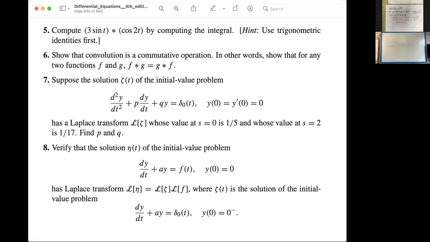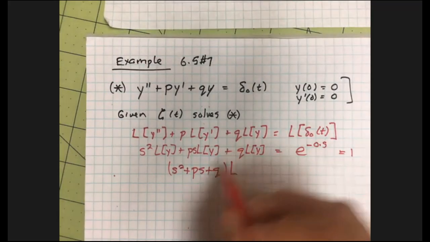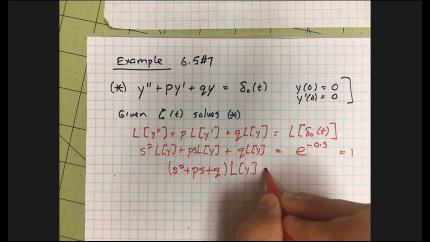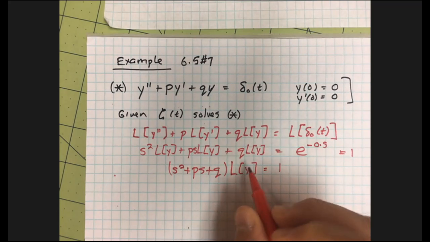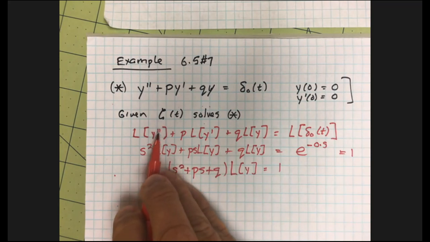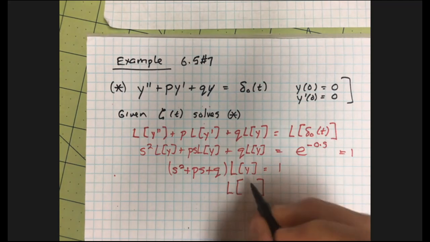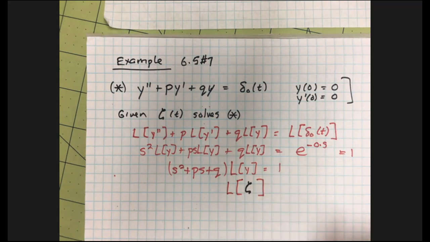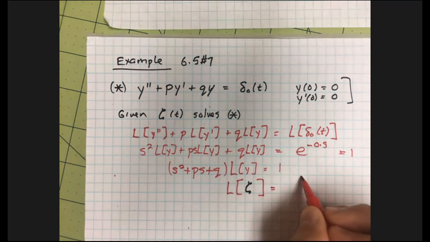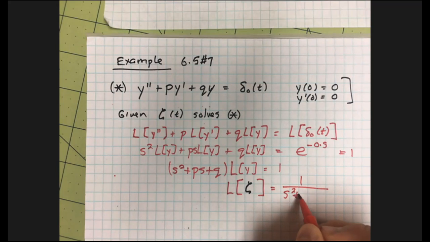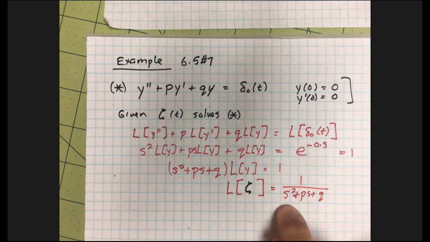Oh, I should be sharing my screen, but maybe you're already doing that. So I've already written down the problem, or I'll come back to it later. So yeah, back to my paper. S squared plus ps plus q times Ly is 1. That means Ly. Now what is y? Y is zeta. Zeta solves star. So that means if I put zeta in here, this is all true. So the Laplace transform now of zeta is 1 over s squared plus ps plus q, which we recognize as representing the characteristic equation of this problem.